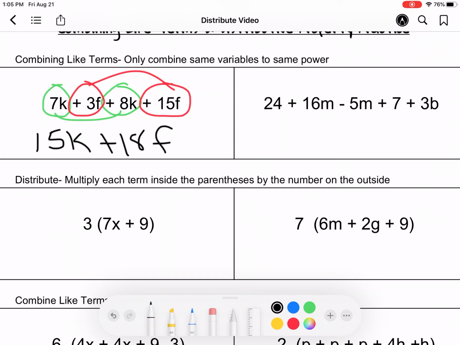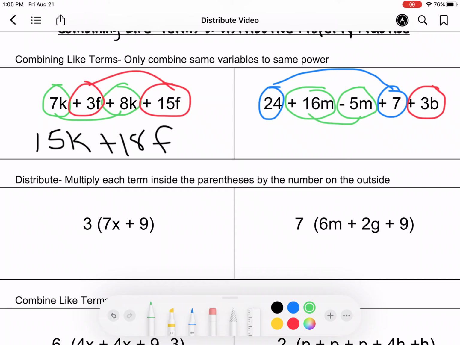Same thing on this side. We're going to identify our like terms. We have a constant of 24 and a constant of positive 7. Our first variable is m, so we'll use plus 16m minus 5m, and then our last one we have 3b, which is by itself. So again, we'll combine like terms.